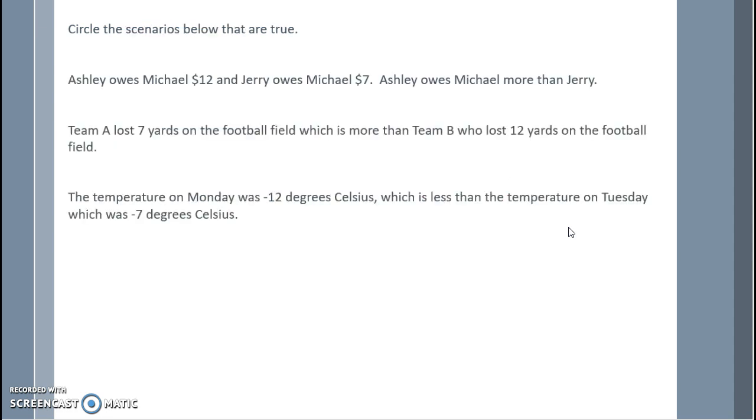Circle the scenarios below that are true. Ashley owes Michael $12 and Jerry owes Michael $7. Ashley owes Michael more than Jerry. That is true.